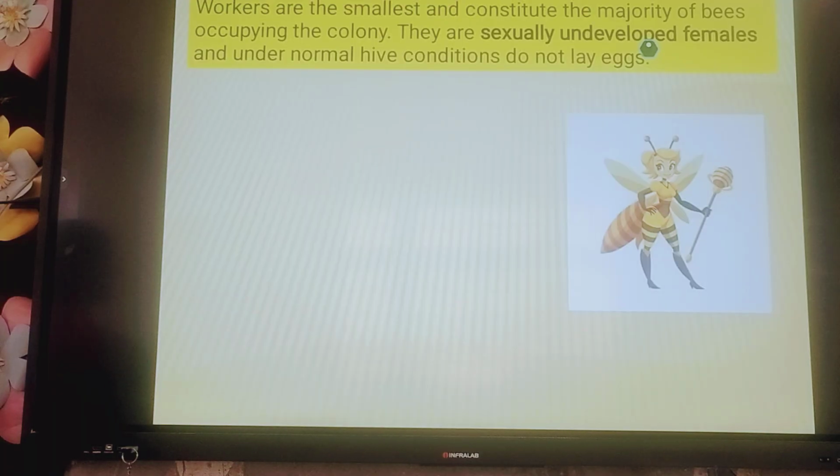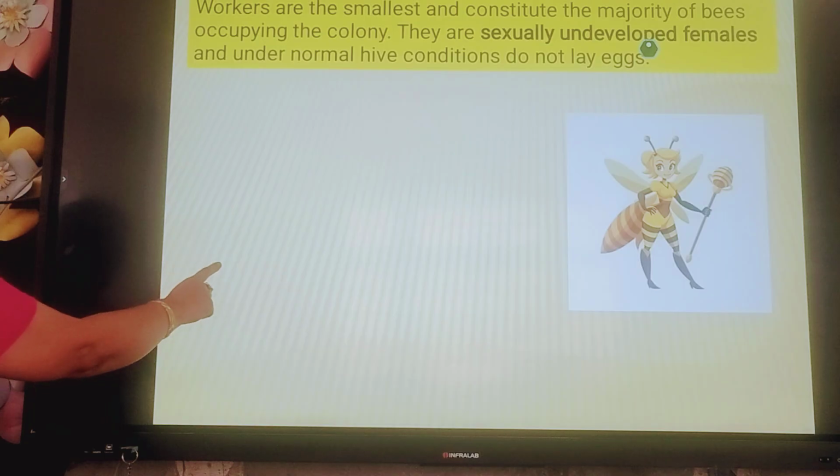And workers, this is the main one. So workers are the main ones performing all the functions. So this is the smallest in size and constitutes the majority of bees occupying the colony, and they are sexually undeveloped females under normal hive conditions, so they do not lay eggs.